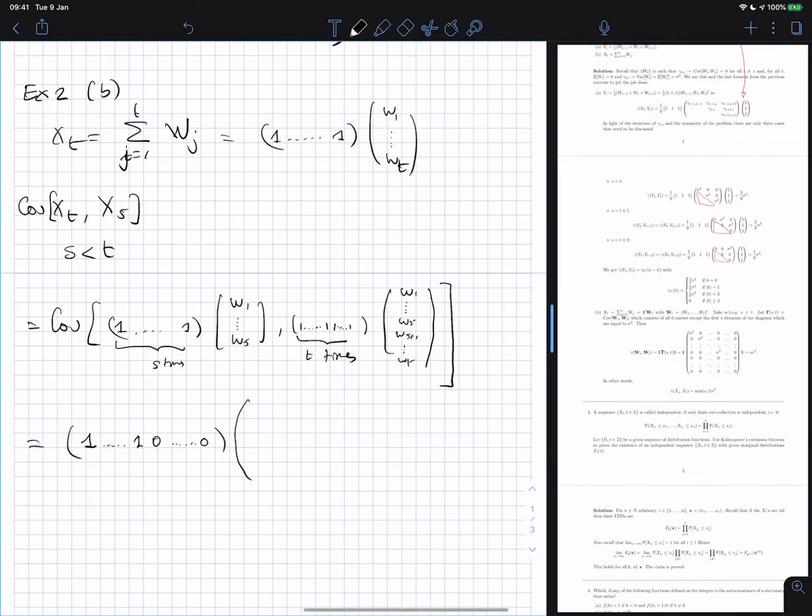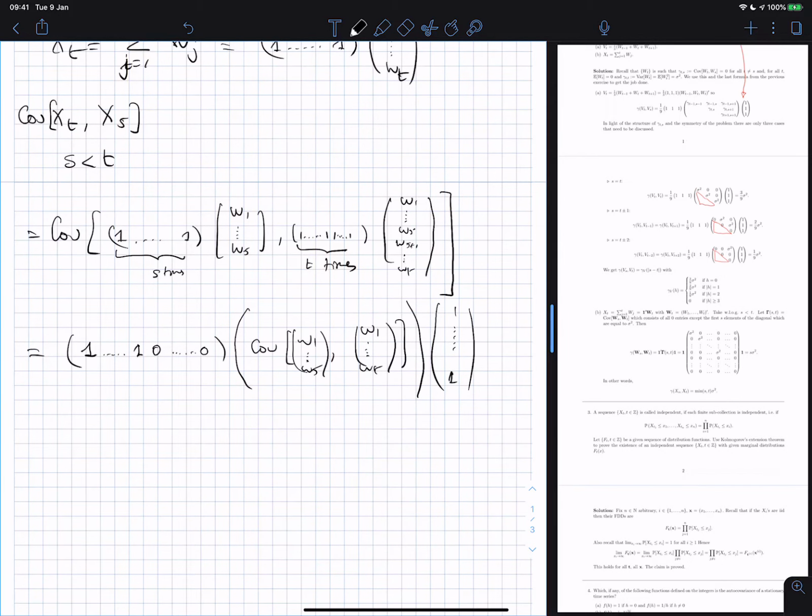Multiplied by the covariance matrix of W1 to WS and W1 to WT, multiplied by all ones in this case. Is this okay? It is. I don't get the zeros.